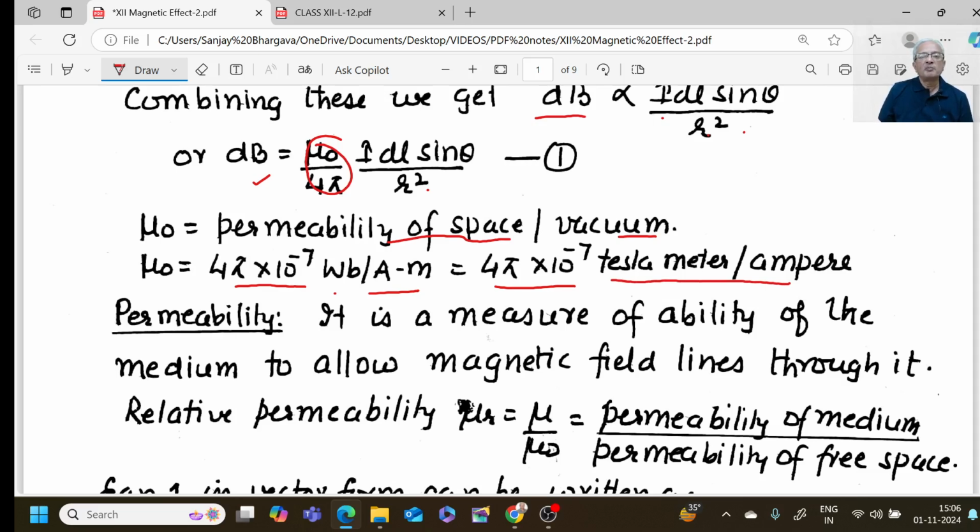Permeability is nothing but a measure of ability of the medium to allow the magnetic field lines to pass through it. So permeability is the ability of the medium by which it lets the magnetic field lines pass through it. So we define it as measure of the ability of the medium to allow the magnetic field lines to pass through it.